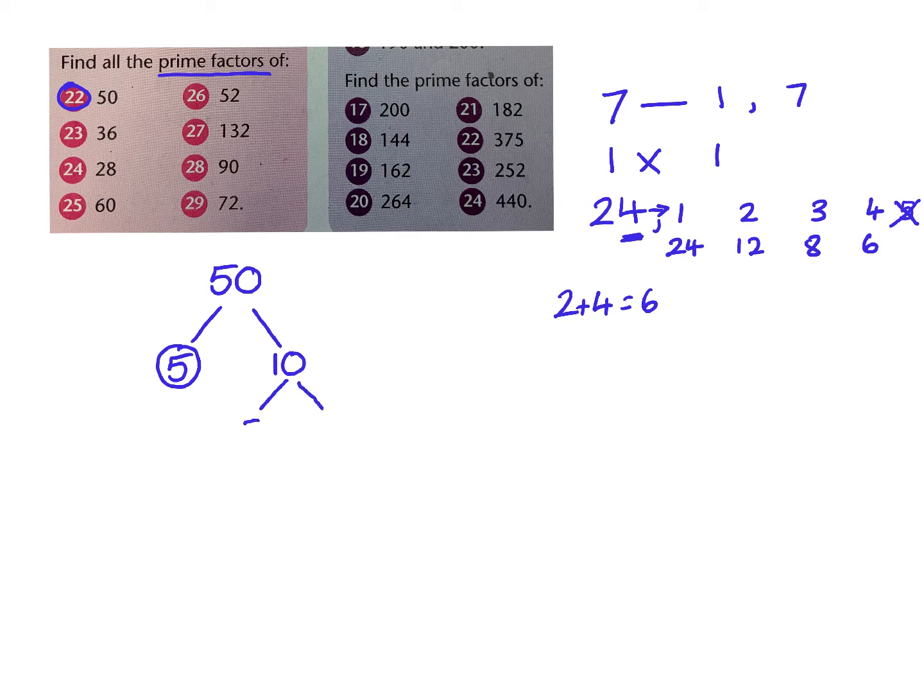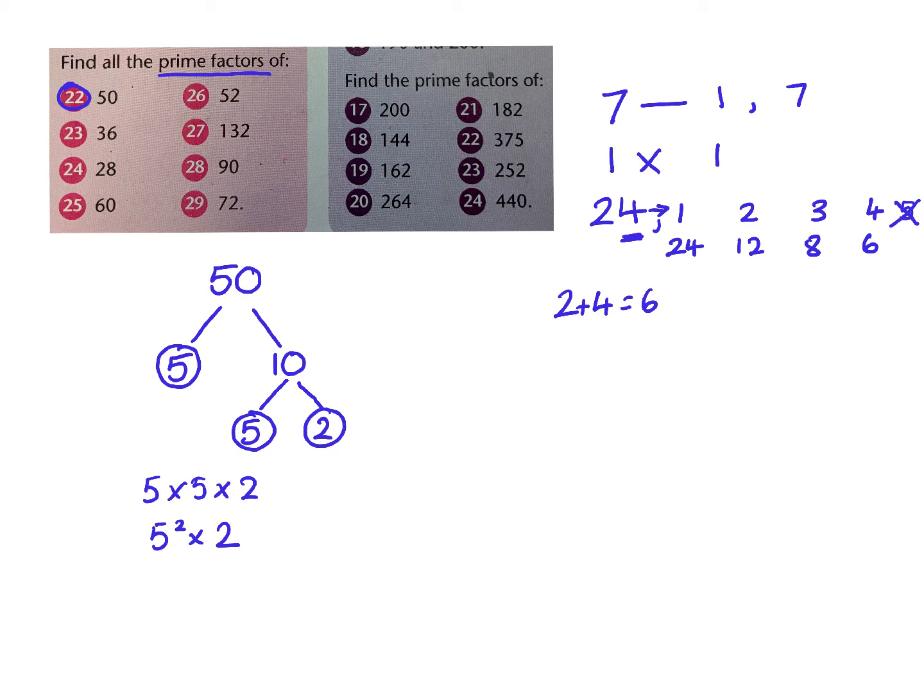So I need to find two numbers that multiply together to make 10. And we're going to put 5 and 2. 5 is a prime number and 2 is a prime number. So therefore we have found the prime factors of 50. So that's 5 times 5 times 2. We can write that as 5 squared multiplied by 2. Both those answers are correct.